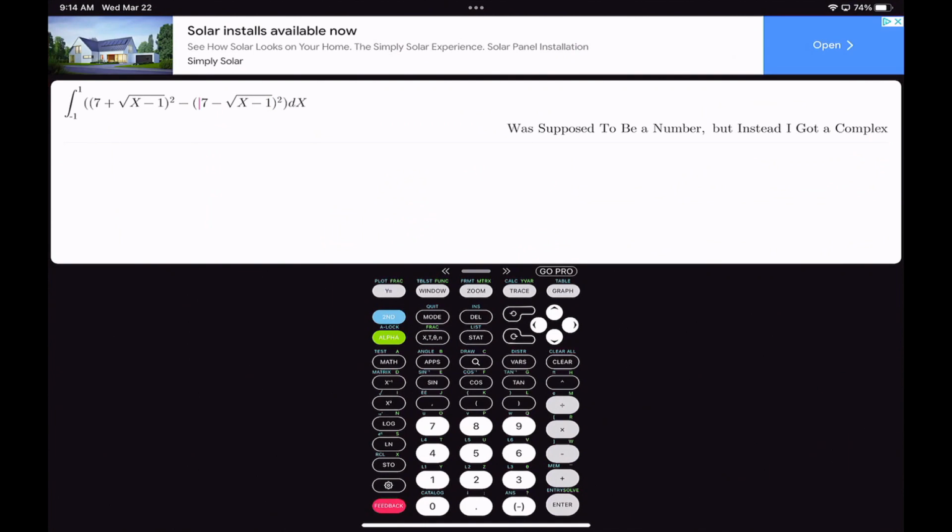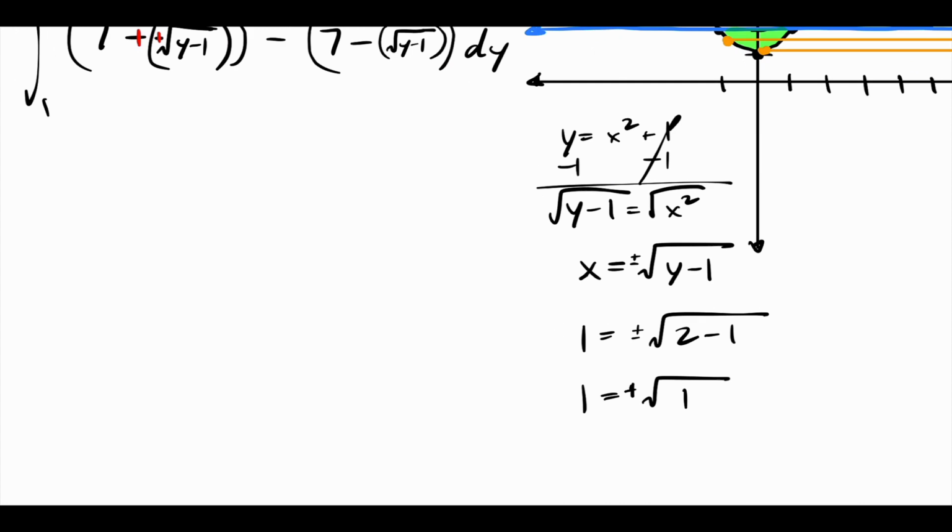So let's see if it allows me to go change the bounds. There we go. Times pi. Completely forgot about that. With respect to y, so the bounds need to be 1 to 2. And then multiply times pi, 58.643.